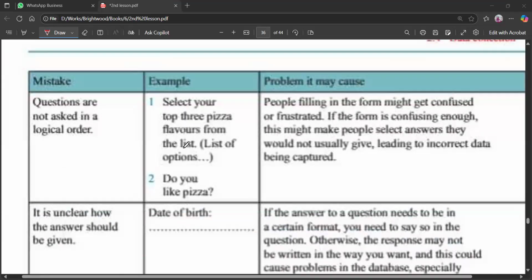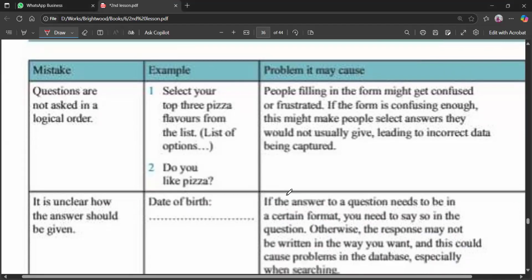There should be a logical order. But sometimes they are not asking with the logical order. Is that done good or not? Think. Sometimes they are not asking with the logical order. That's not good.